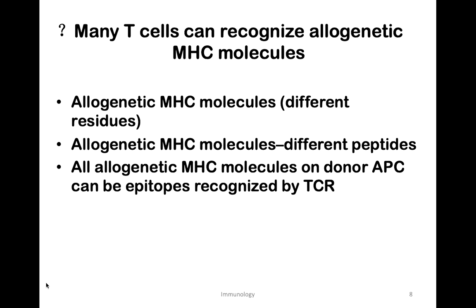That means sometimes the allogeneic MHC molecules can be recognized by T cell receptors as foreign, and then a response can be generated against them. And allogeneic molecules can bind different peptides, and they can also be recognized as foreign, and then the rejection reactions can happen.